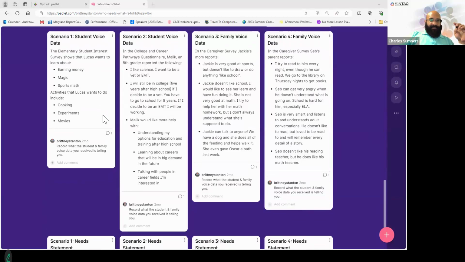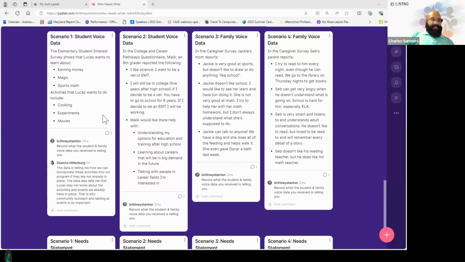So I'll take a little poke at mine in this first scenario here. The elementary students' interest survey shows that Lucas wants to learn about earning money, magic, and sports math. And activities that Lucas wants to do include cooking, experiments, and movies. Oh, Deanna beat me to it. So Deanna says the data is telling me how we can incorporate these activities into our program if they're not already in place. The data also tells me that Lucas may not know about the activities and events that we already have in place. This is why community outreach and tabling at events is so important.